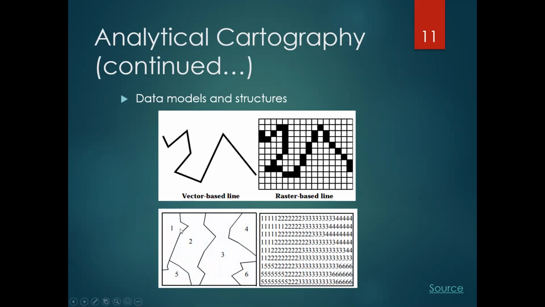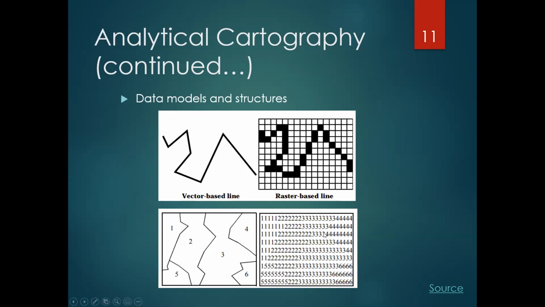On the left side, we have 1, 2, 3, 4, 5, 6 polygons within the area, and we're using the vector model to show these 6 polygons, and they're separated by linear features. On the right side, we're trying to show the same 6 polygons, but using the raster model.